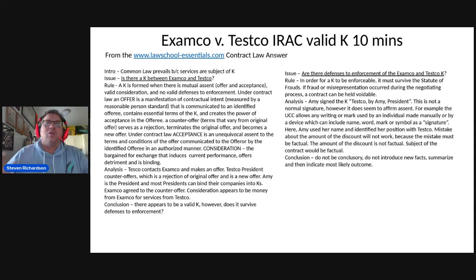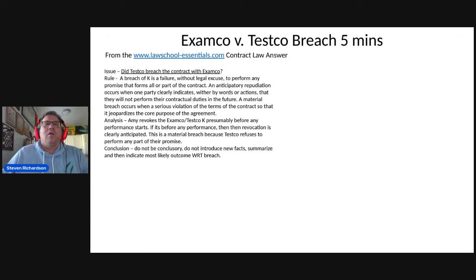So now you make your conclusion, wrap it up, the whole conclusion that it's either valid or not valid, or appears to be. Don't be conclusory. Okay, so the breach. Now you got to talk about the breach. Did Tesco breach the contract with the Examco?